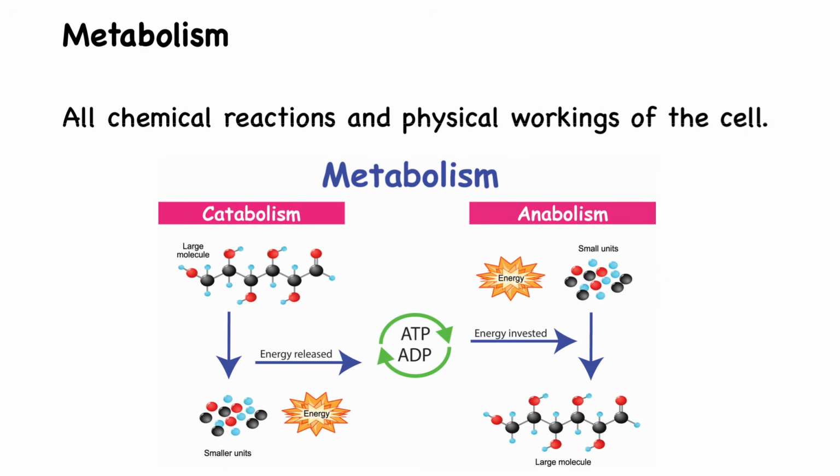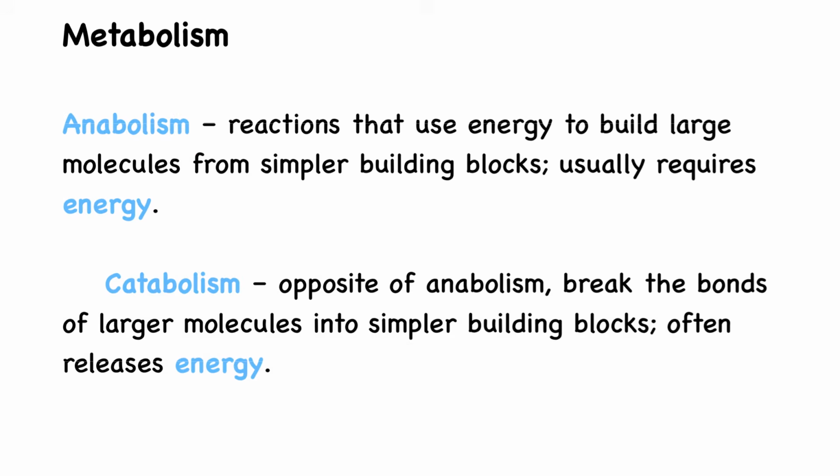What is metabolism? Metabolism refers to the sum total of all the chemical reactions that occur inside a cell to maintain life. These reactions allow cells to obtain energy, build molecules, break down nutrients, and reproduce. Metabolism can be divided into two major categories: anabolism, which are reactions that use energy to build large molecules from simpler building blocks, or catabolism, which is the opposite of anabolism, and these are reactions that break down larger molecules into simpler building blocks, releasing energy.